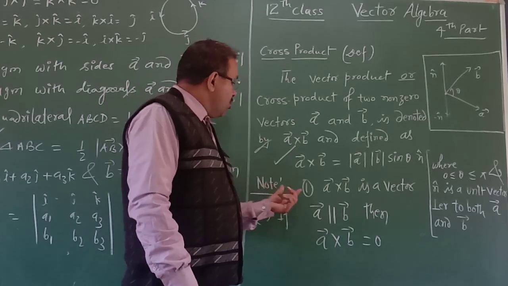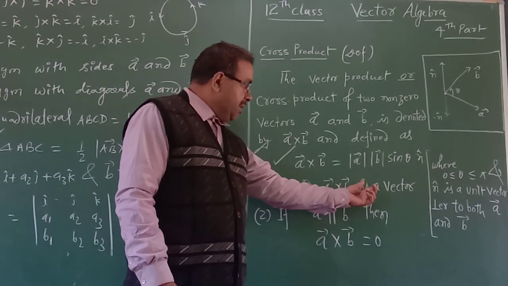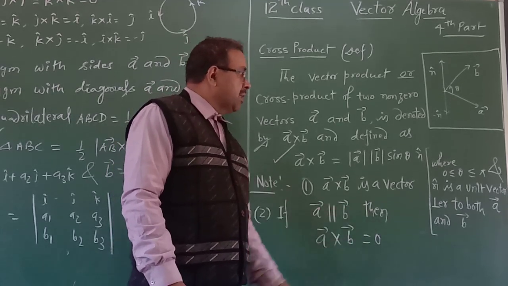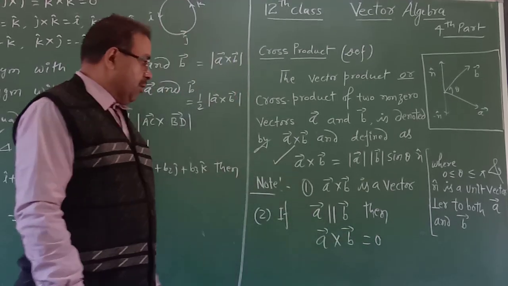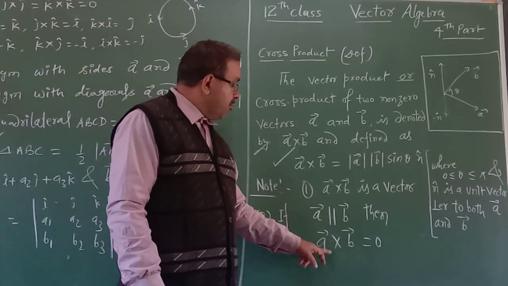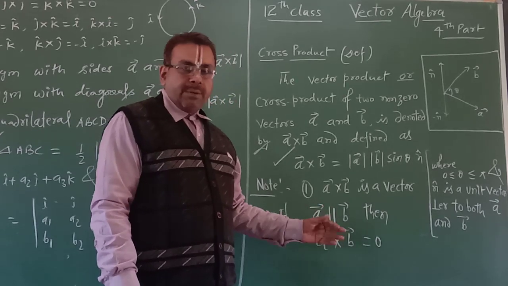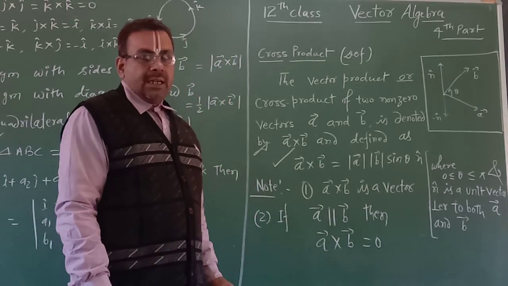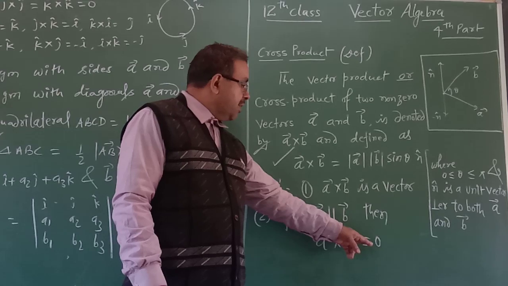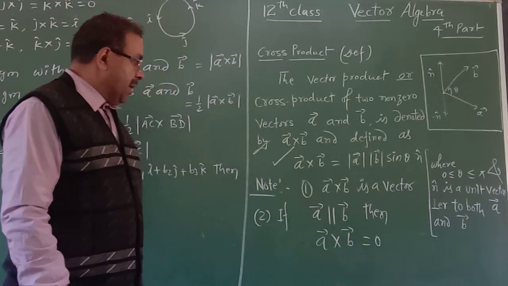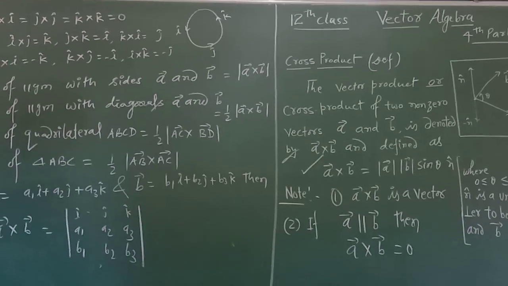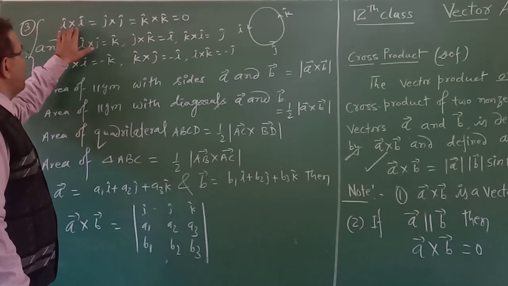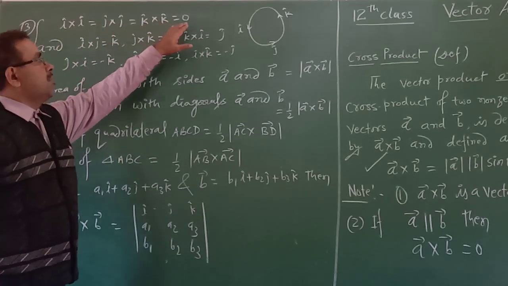Note you will mind here, A cross B is a vector quantity first. Second, if vector A and vector B are parallel to each other, then the cross product will be equal to 0. अब आपका ये फार्मूला एक तरह से हो गया आपका ये प्रॉपर्टी। यदि आपको प्रूव करना है कि vector A and vector B are parallel to each other, then you will find the result of cross product. If the cross product of that vector equal to 0, then you can say that both vectors are parallel to each other. Now see, in this case, we have I cross I equal to J cross J equal to K cross K equal to 0.